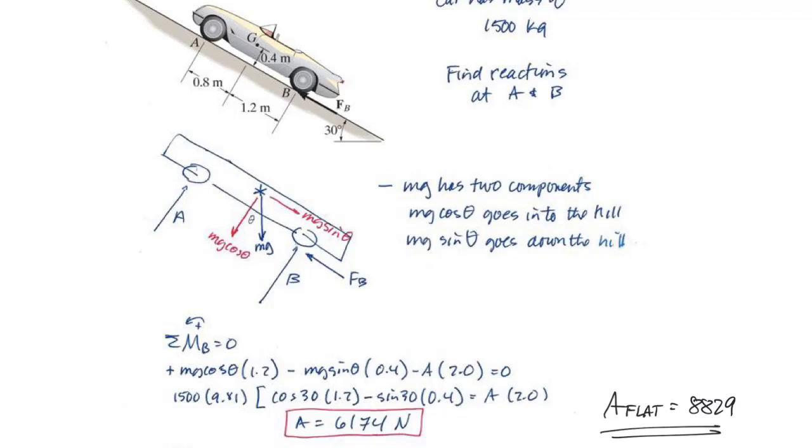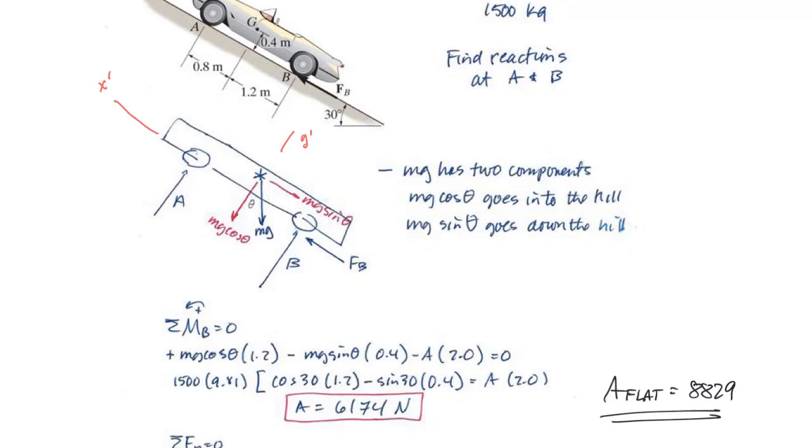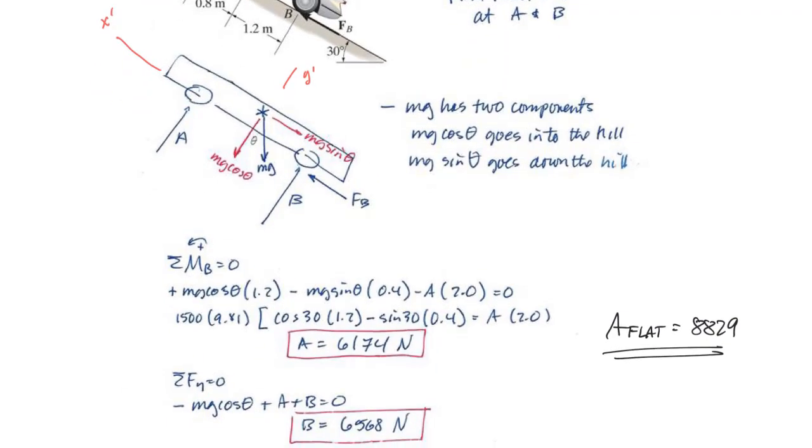I can take another moment equation about B, or I can sum the forces in a direction. In other words, if I call this my x prime dimension, and this would be y prime dimension. So if I sum the forces in the y prime dimension, this is what I get. And so what I got there is mg cosine theta and B and A. That's what that's all about. And so I got B is 65/68.